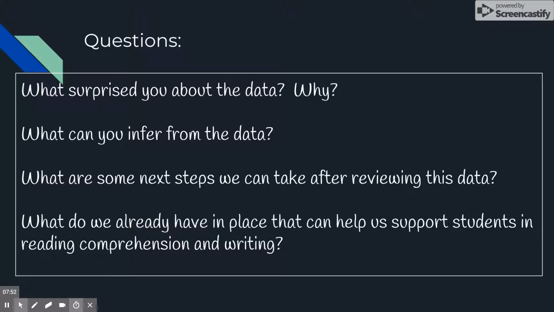And then lastly, what do we already have in place that can help us support students in reading comprehension and writing? We have several new initiatives this year in regard to using iReady as data collection and also using Readers Writers Workshop. So as we move forward with both of those, we should be pulling more data from iReady and seeing how it compares to Milestone data for these students in 6th and 7th grade.